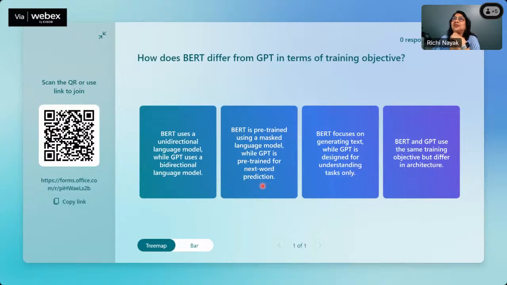So it has a softmax function embedded in its architecture, whereas BERT was originally built for representation tasks. So it uses a masked language model that learns the representation of the language. So the answer is B.